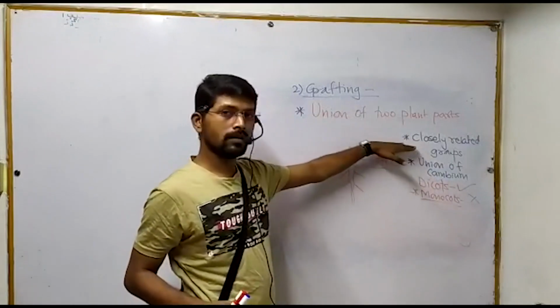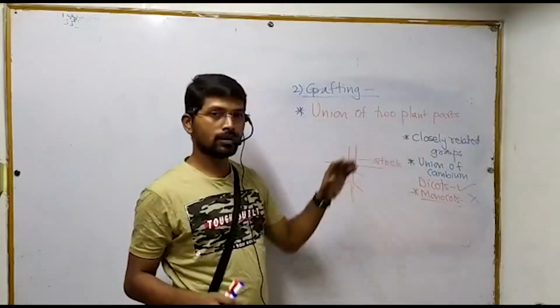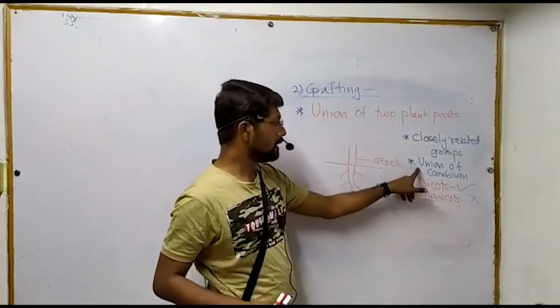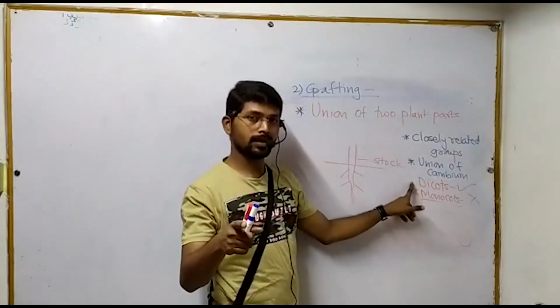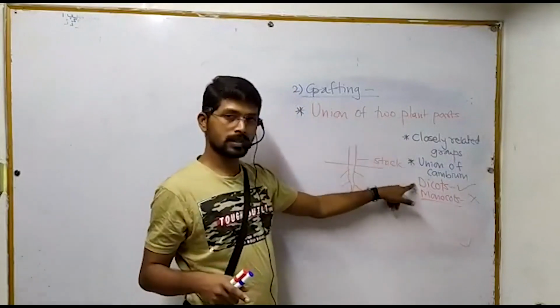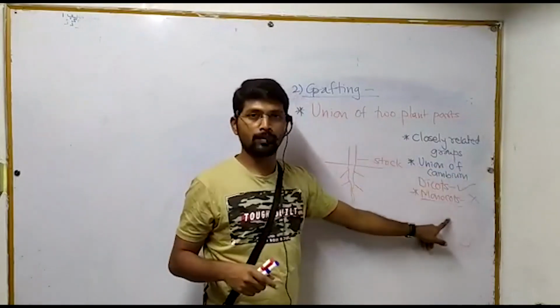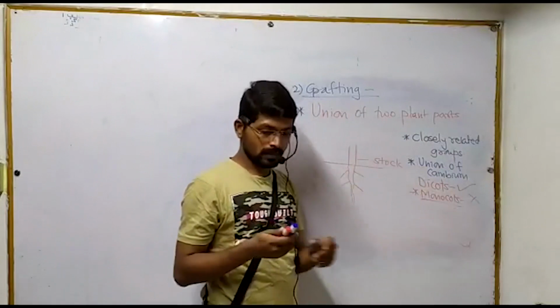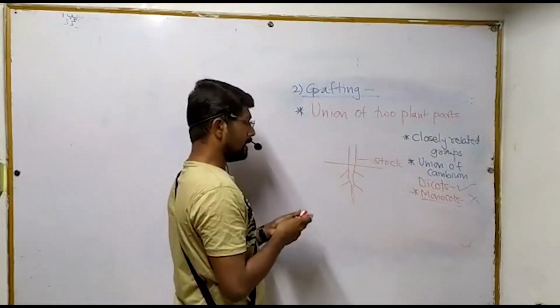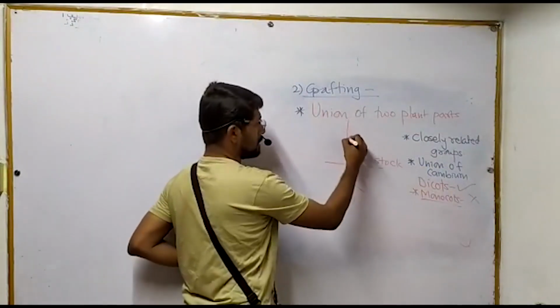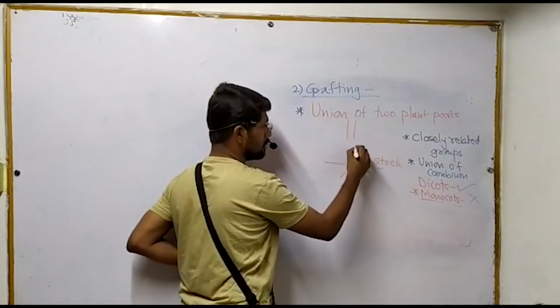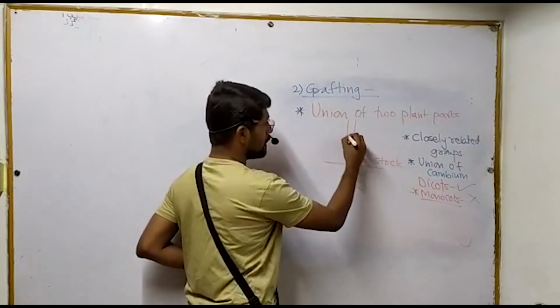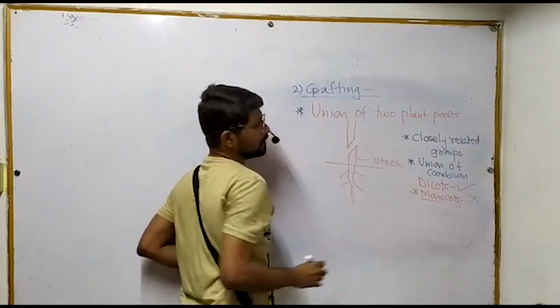So for grafting, you select stalk and scion that are closely related groups. Then union of cambium is very essential, and therefore presence of cambium is a must for grafting. It is possible in case of dicots. You cannot perform grafting in monocots. Now see the procedure. A scion and stalk are cut in a complementary way like this. Now this is the complementary cut made on the stalk and the complementary cut made on the scion.